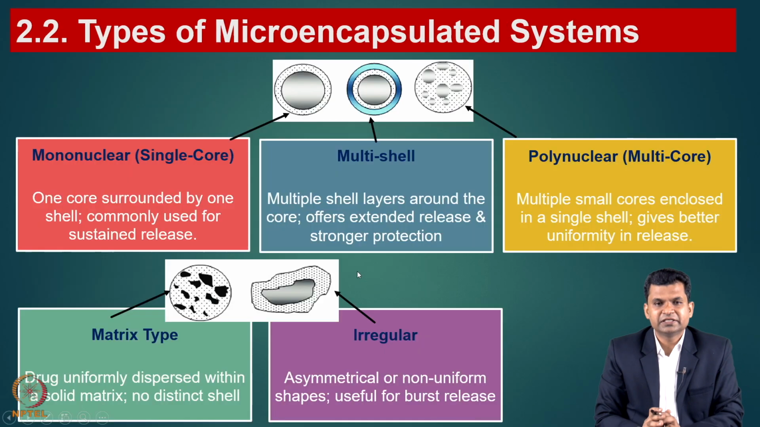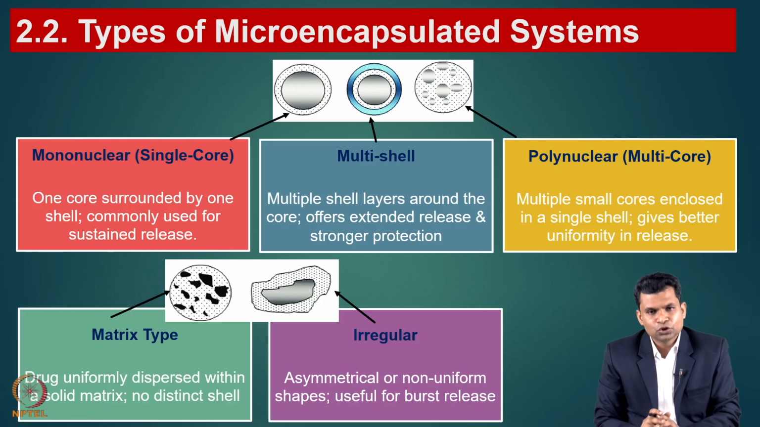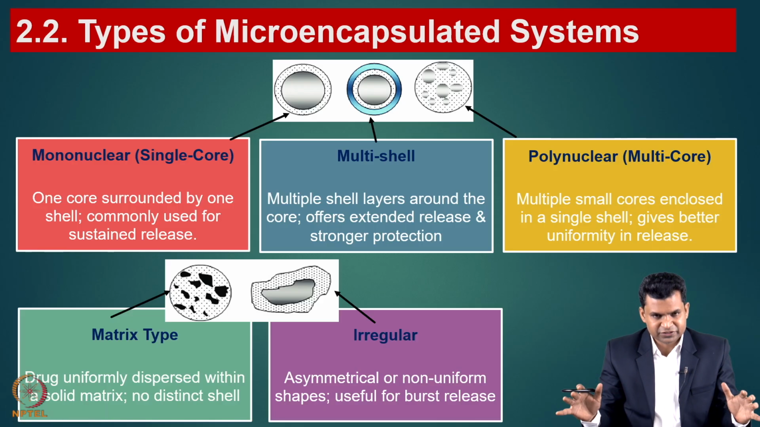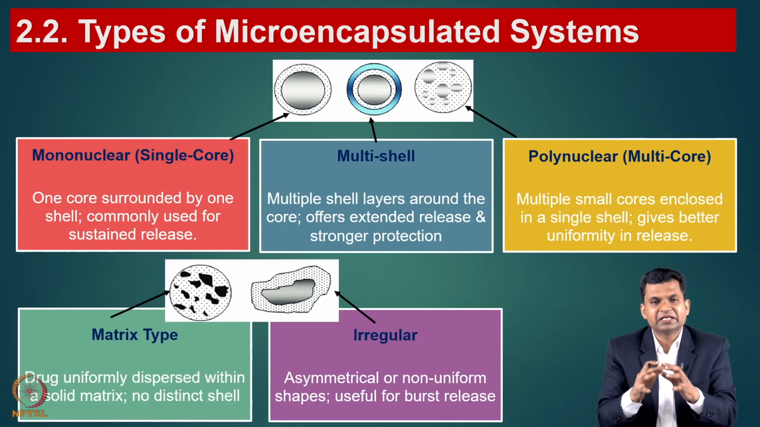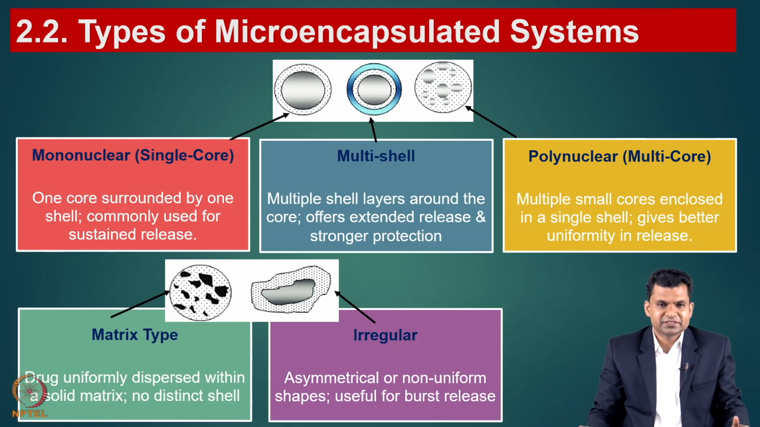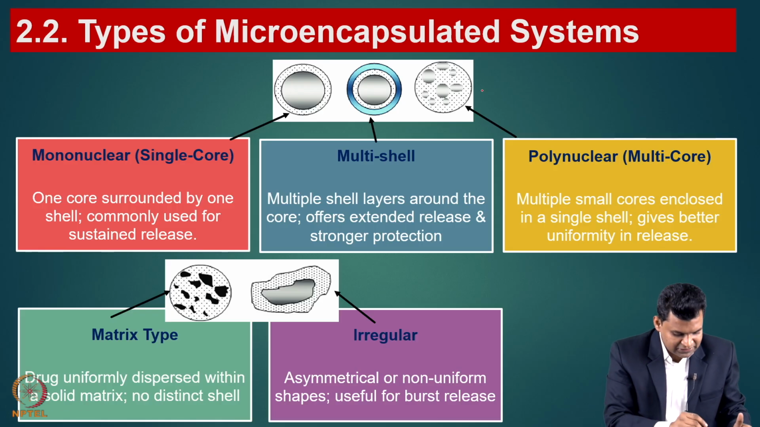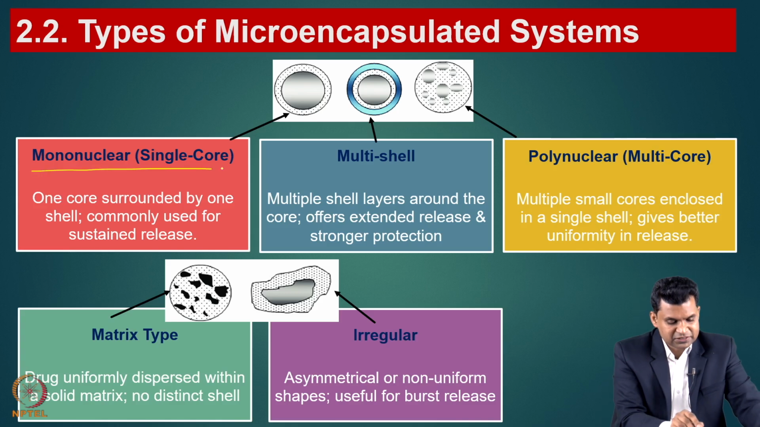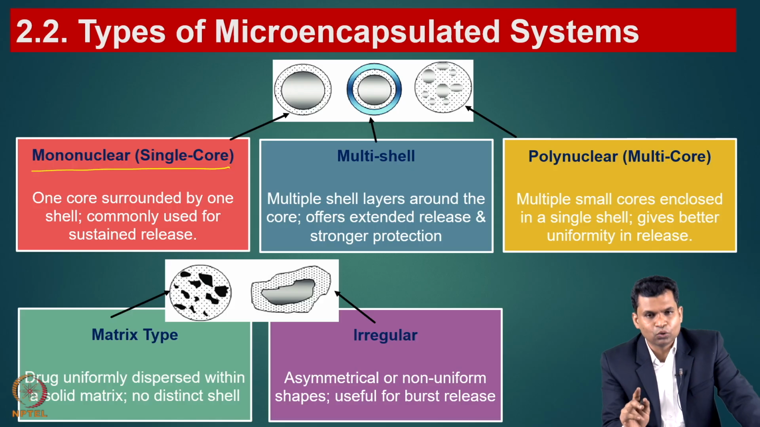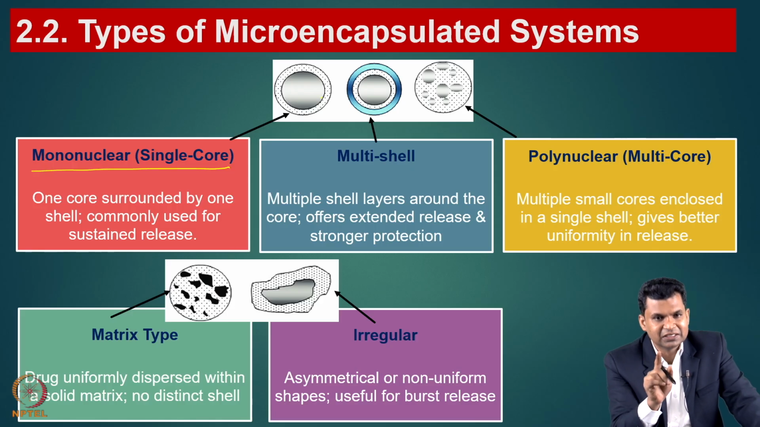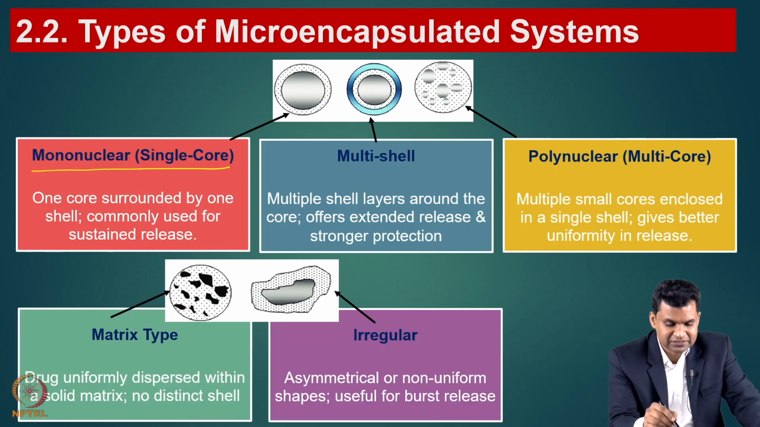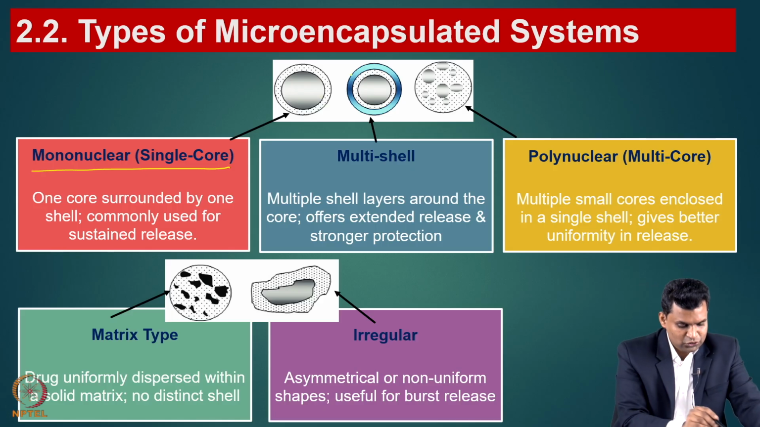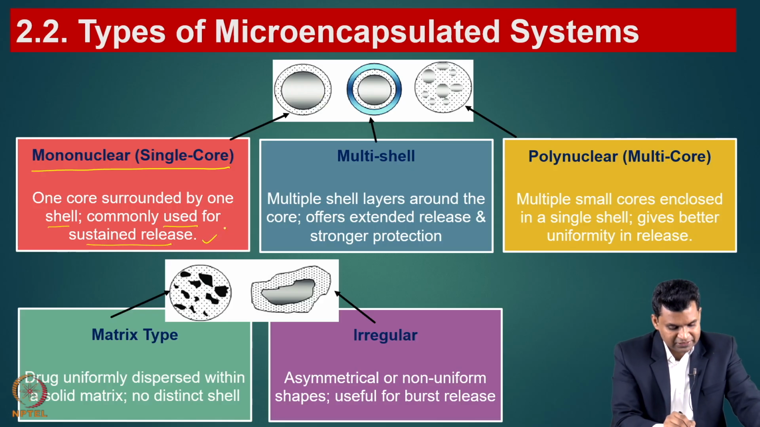And here we will see the types of microencapsulated systems. Based on the various methods of preparation techniques, we can prepare various types of microencapsulated systems. In the picture you will understand what the various types of microcapsules are. The first example is mononuclear, that is a single core. Here you can see it contains one single core which contains active ingredients. The outer layer is the shell. So, one core surrounded by one shell, commonly used for sustained release.